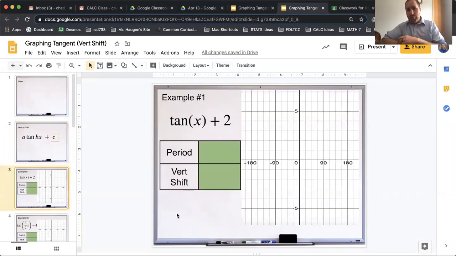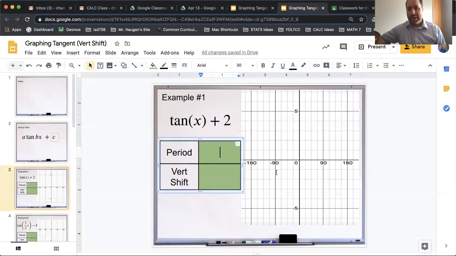So our example number 1 here, we're just going to work on tangent of x plus 2, right? So how is this going to work? Again, our period for tangent is 180 degrees. That's what the period of tangent is going to be, meaning it's going to start in the middle and it's going to go forward 90 and backwards 90, right? So that you have a total of 180 in there. And in this case, the vertical shift we can see is 2, right?